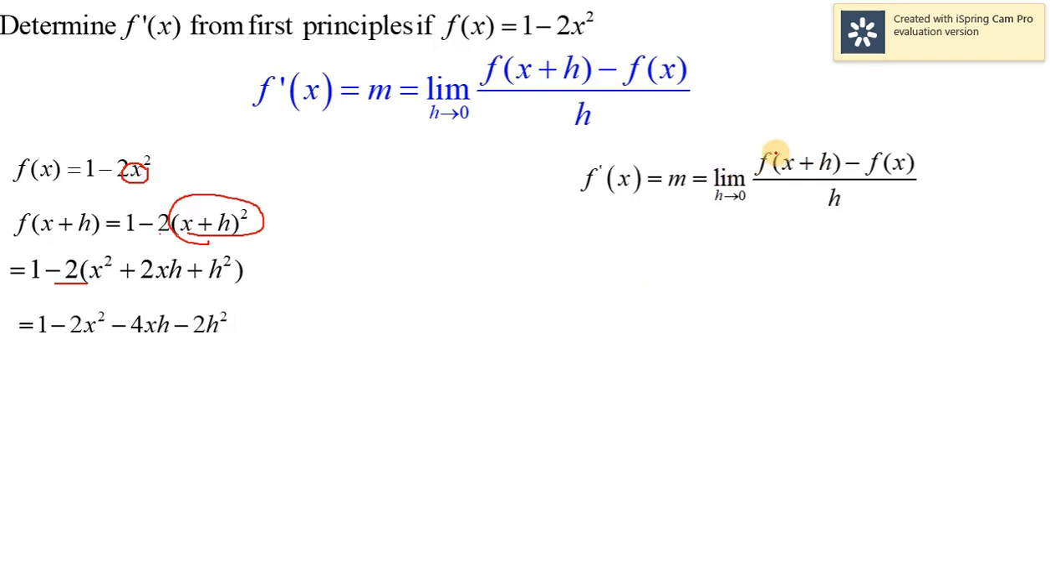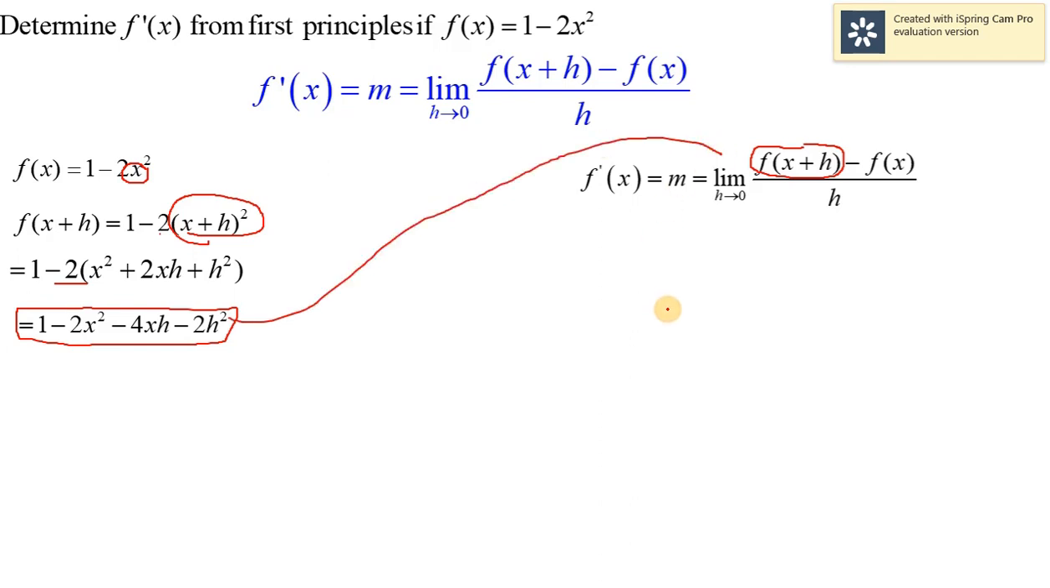I now can go ahead and start working with my formula. I know I have f of x plus h on the numerator. I know the value of f of x plus h is given as this over here. In place of f of x plus h, I'm going to put that. And if I start, the next step will be limit. I know the value of f of x plus h. This is a minus f of x, and f of x is the question, which is 1 minus 2x squared.